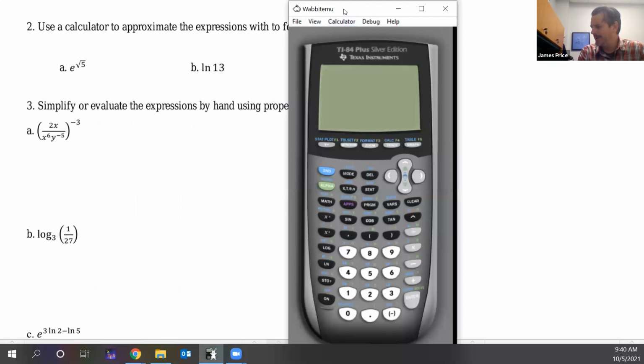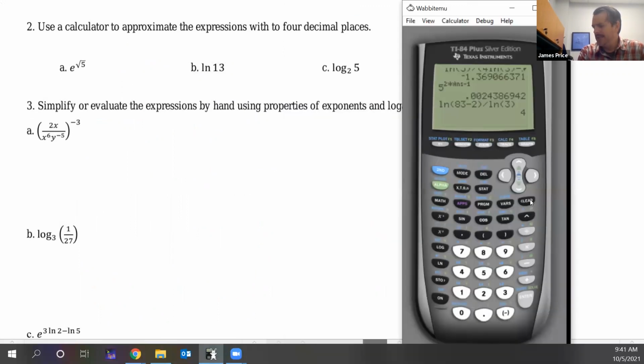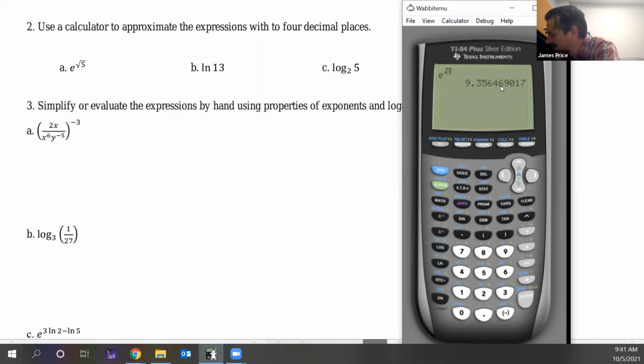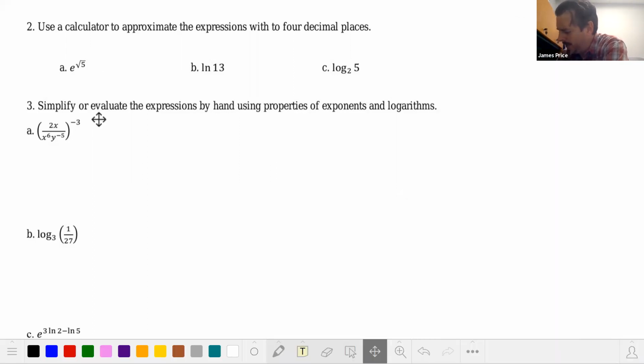I'm going to round these to 4 decimal places. So on here, I'm just going to type in e to the square root of 5. So second ln, and then put second square root and put a 5 there and hit enter. And out pops this number. And then the 4 decimal places, the 5th decimal place is 6, so we're going to round up. So that's 9.3565.